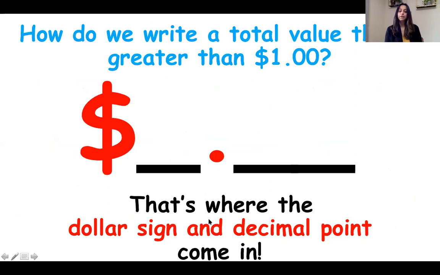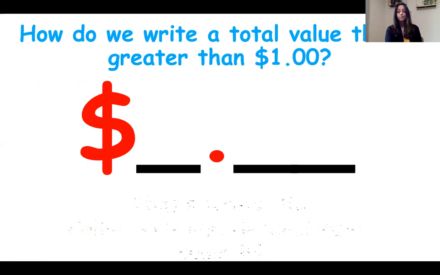How do we write a total value that's greater than $1? Well, we don't use a cent sign anymore. That C with the line inside, that's only if we have an amount less than $1. But if we have $1 or more than $1, we have to use a dollar sign and a decimal point to show the dollars and the cents.